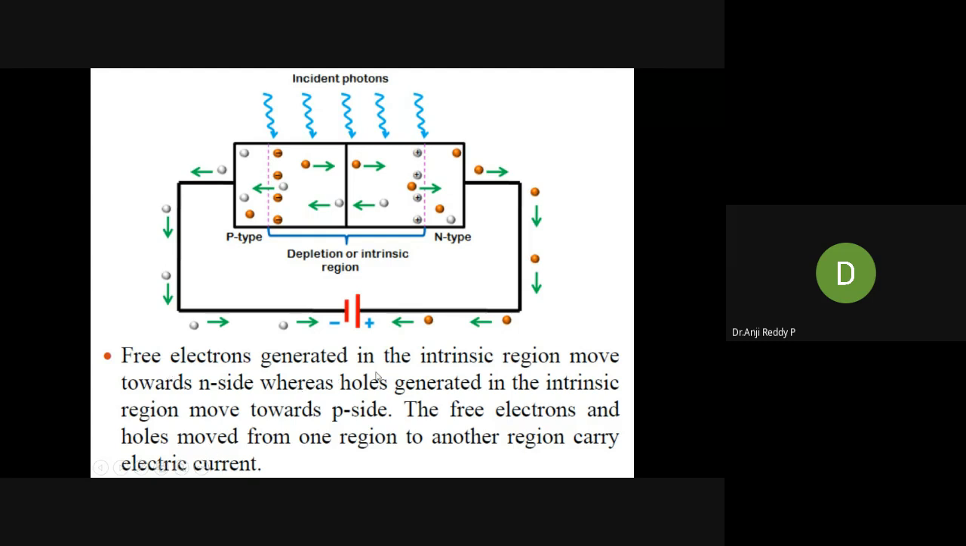Free electrons generated in intrinsic region move towards N side, whereas holes generated in intrinsic region move towards P side. The free electrons and holes moving from one region to another region carry electric current. Like that, we are getting the current here. When a very small amount of light is incident, immediately electron hole pairs are generated. Electrons move towards N side and holes move towards P side. Then that will carry the electric current.